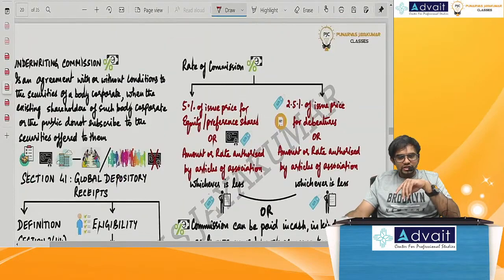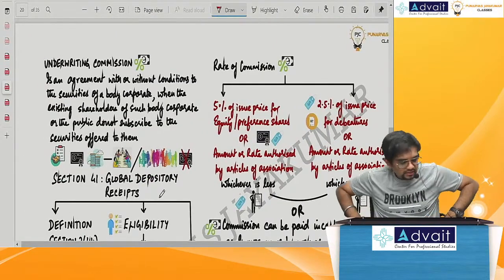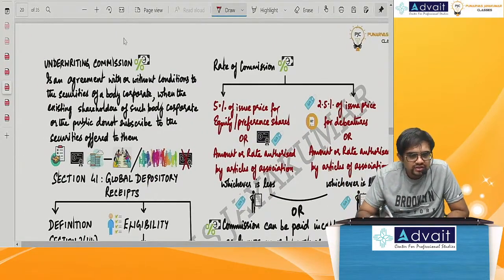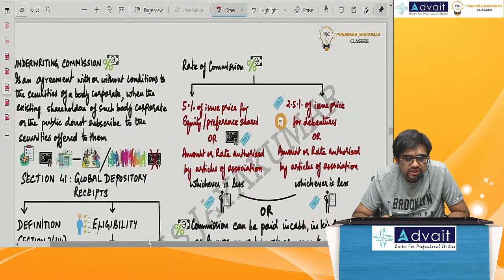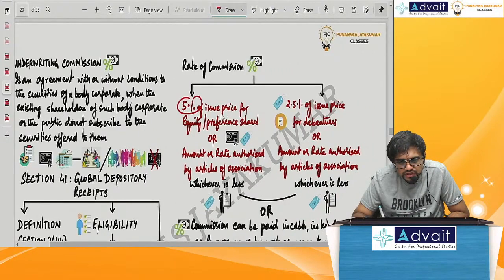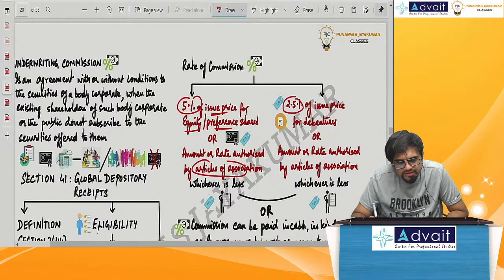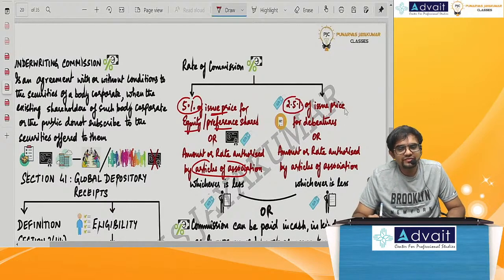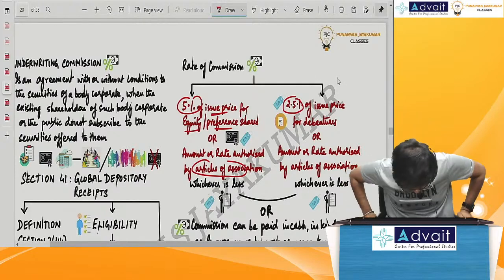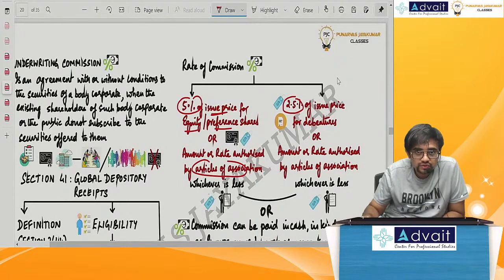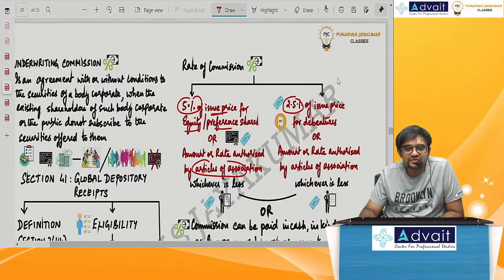Coming to underwriting commission. What is underwriting commission? It is an agreement with or without conditions that securities, when the existing shareholder does not buy, then the underwriter will pick it up. But the commission is how much, guys? 5% of the issue price of the equity or preference shares or amount as mentioned in the articles. For debentures it is 2.5%. For equity shareholders and preference shareholders it is 5%. And for debenture holders it is 2.5% of the issue size.